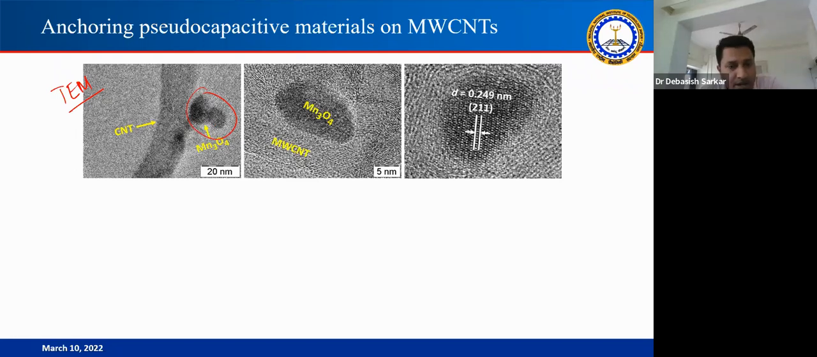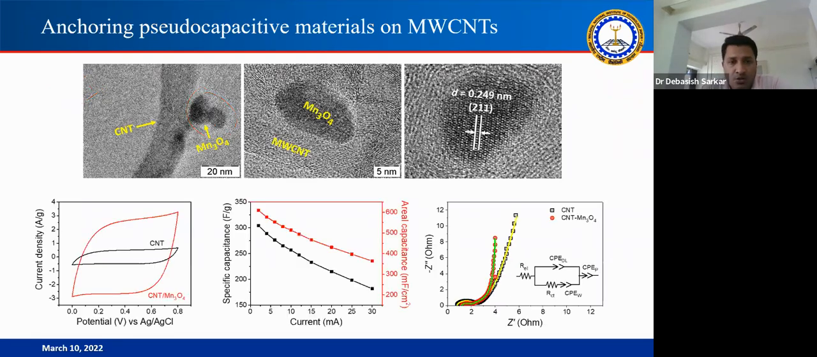Why did we do it? Just to improve the performance. Because CNT is highly conductive, and manganese oxide and iron oxides are pseudo-capacitive in nature, but they are resistive because they are oxides, while CNT is conductive. So we made this combination, a composite material, to improve the total conductivity as well as the pseudo-capacitive property.